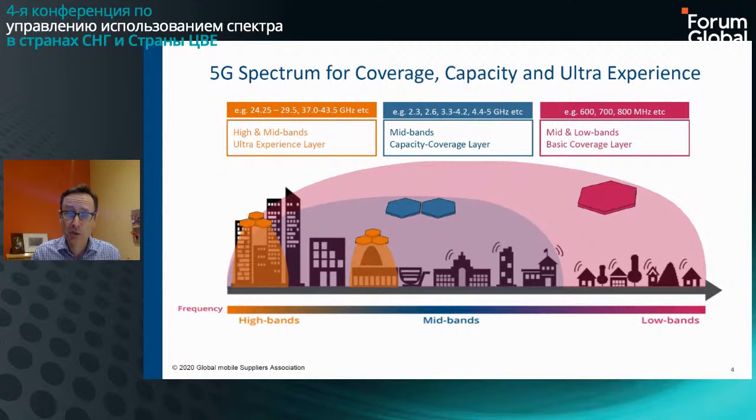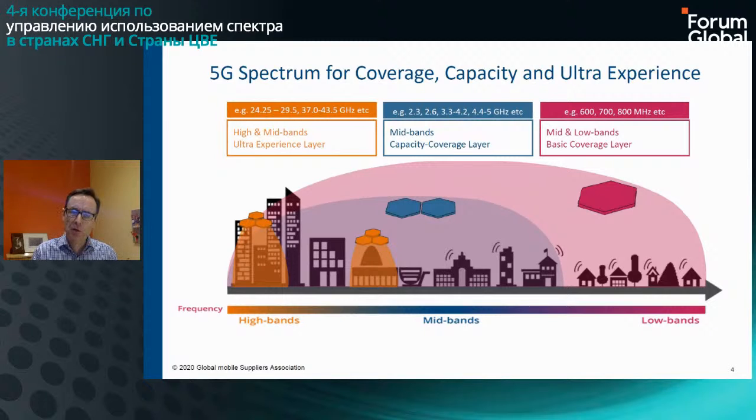The low bands, 700 megahertz, as an example, provide a great coverage layer outside of the cities, but also an indoor coverage layer for those hard to reach places. The mid bands, really important. Most of the initial 5G networks have been in the mid bands, 3.5 gigahertz, for example, but let's not forget 4.9 gigahertz, as well as 2.3, 2.6. A great combination of capacity and coverage. And also there's the high bands, the so-called millimeter wave spectrum, 26, 40 gigahertz, etc.